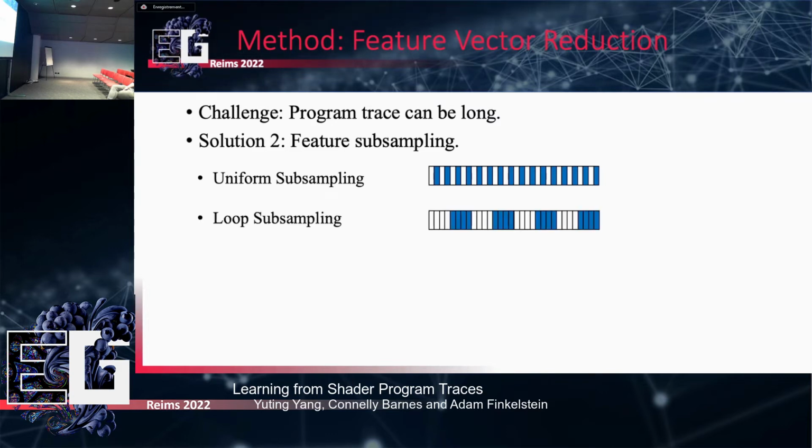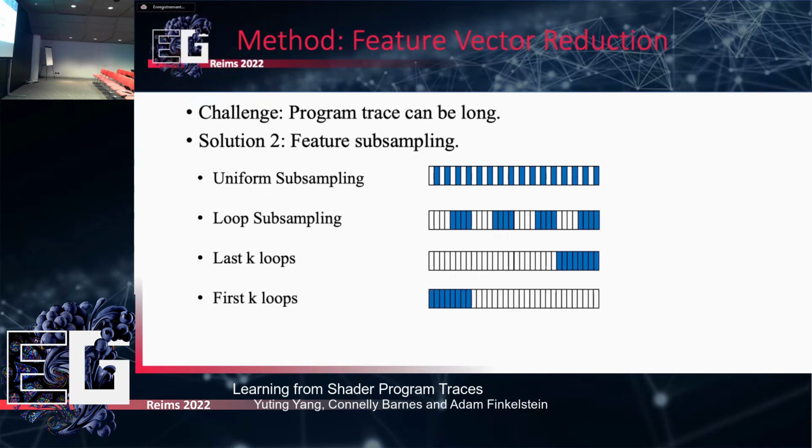Also, because loops usually create a large number of program trace entries, we explore a variety of subsampling rules specific to loop iterations, such as loop subsampling that logs every k-th iteration, or logging the last and first K loops, or other strategies such as collecting mean and variance across loop iterations, or clustering program trace entries based on their correlations.